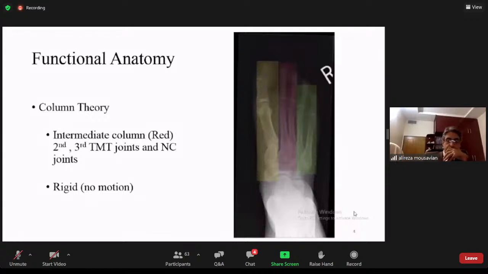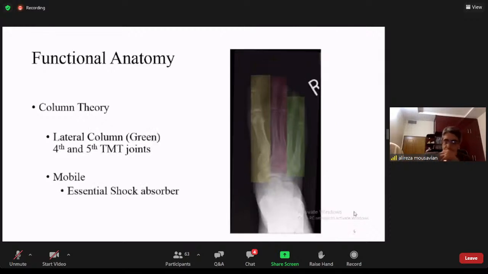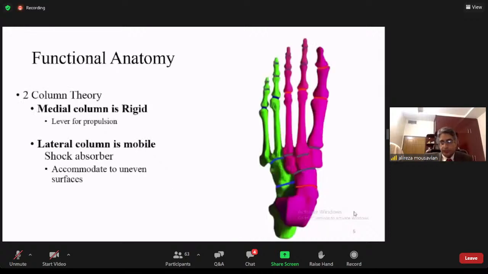The intermediate column, which is colored in red, consists of second and third TMT joints and navicular-cuneiform joint. This column is rigid and almost no motion is available. The lateral column also consists of fourth and fifth TMT joints, and in contrast to the other columns, the lateral column is mobile and its function is essential in shock absorption during normal gait.